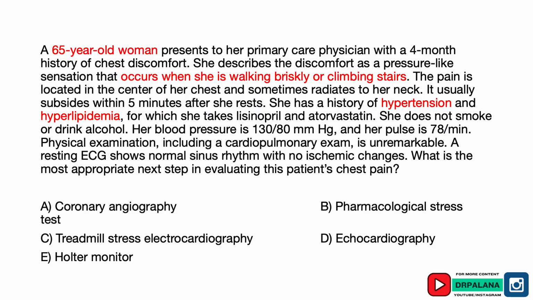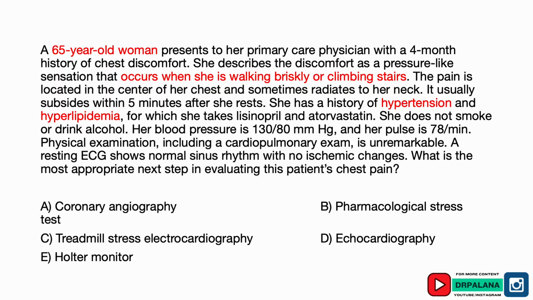What is the most appropriate next step in evaluating this patient's chest pain? A. Coronary angiography. B. Pharmacological stress test. C. Treadmill stress electrocardiography. D. Echocardiography. Or E. Holter monitoring. And the correct answer is C.